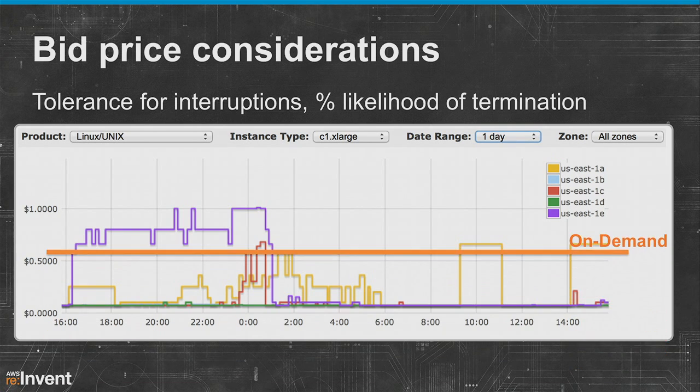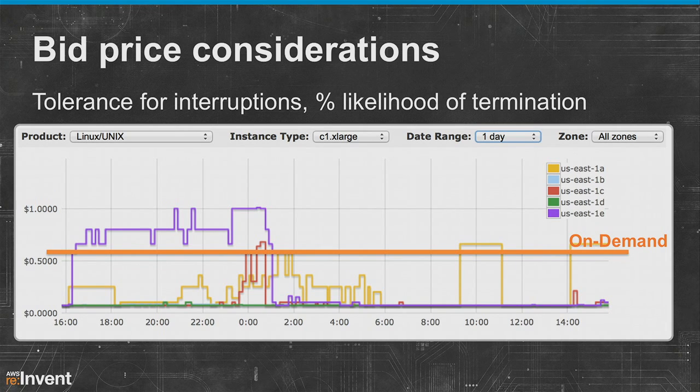So this is, again, for the C1 extra large. And if you look at the on-demand price, you'll see that it's 58 cents, and it's right there where the green bar is. So the first thing you have to consider when you're talking about bid prices is what is your tolerance for interruption? And what is the % likelihood of interruption? So as you can see, if you set your bid price to the on-demand price, depending on which zone you happen to run your servers from, you'll get very different reactions.